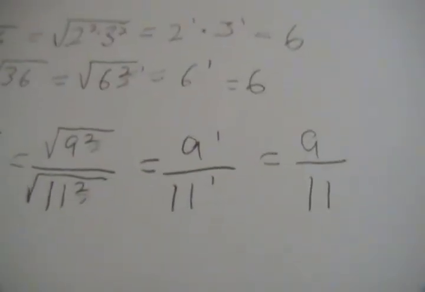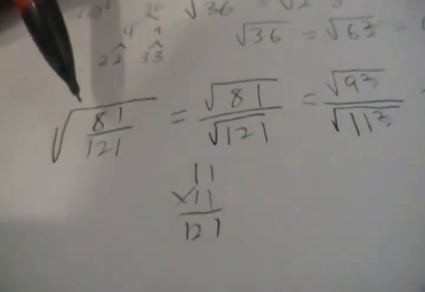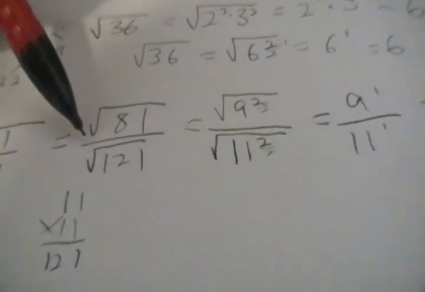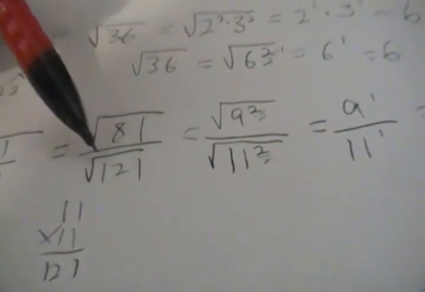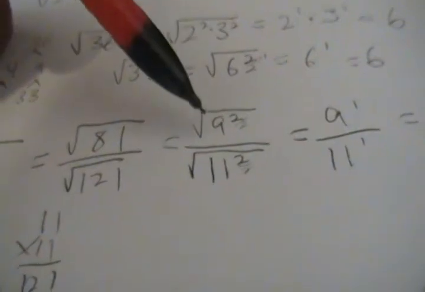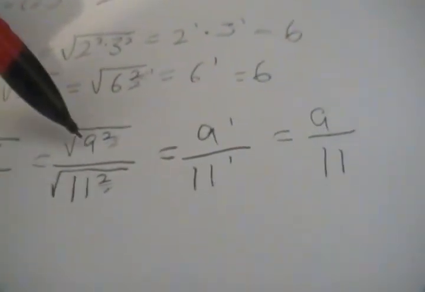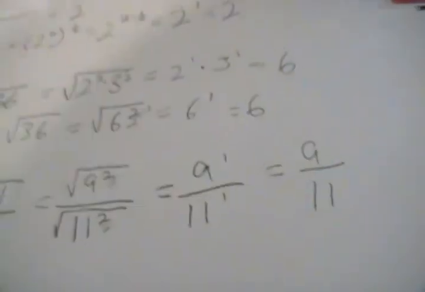So it equals 9/11. Let's try one more. Actually, let's not try. But it's not too hard. If you have a fraction, you can just separate them, denominator and numerator, into two different roots, or rational roots, and then work them out like so. And it's not too hard.